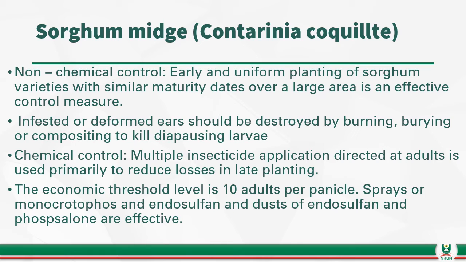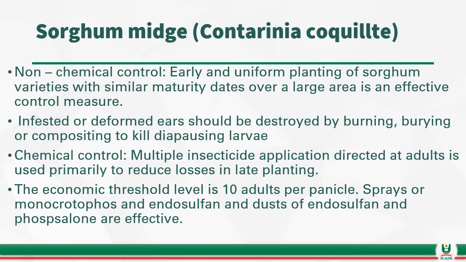And the infested or deformed ears should be destroyed. So what you do is that you pull it out. You pull out the deformed ears of sorghum and the infested plants, and then you destroy them by burning. You burn them completely to ashes, or you bury the larvae. To kill the larvae, you have to bury deep into the soil.